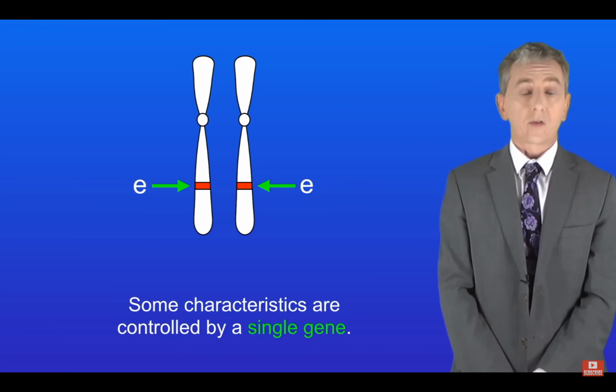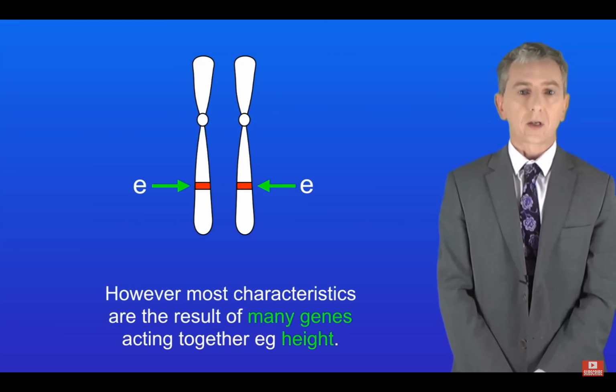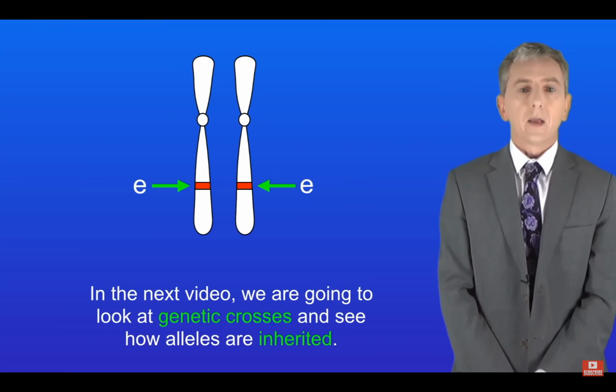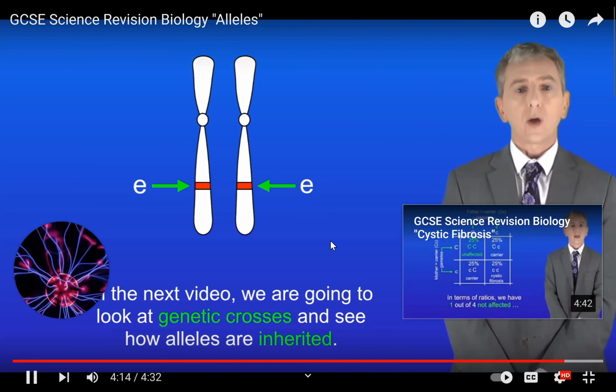Now, as we said at the start, some characteristics are controlled by a single gene. However, most characteristics are the result of many genes acting together, for example, height. In the next video, we're going to look at genetic crosses and see how alleles are inherited. Remember, you'll find plenty of questions.